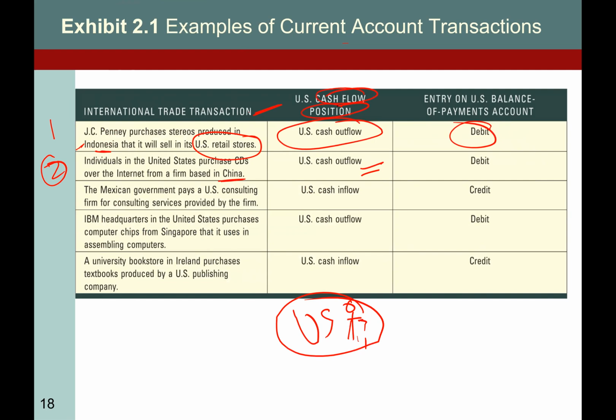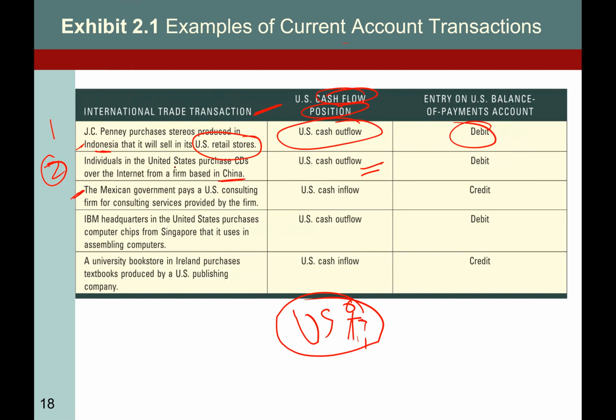Your country's balance of payments is measured in terms of flow of funds, right? If you're in the US, you will be seeing it in terms of dollars. If you're in China, you will be seeing it in yuan. So the balance of payments of the US you will see in dollars. Where are the dollars going? If you are buying CDs from China, your dollars are going to China. It means outflow.